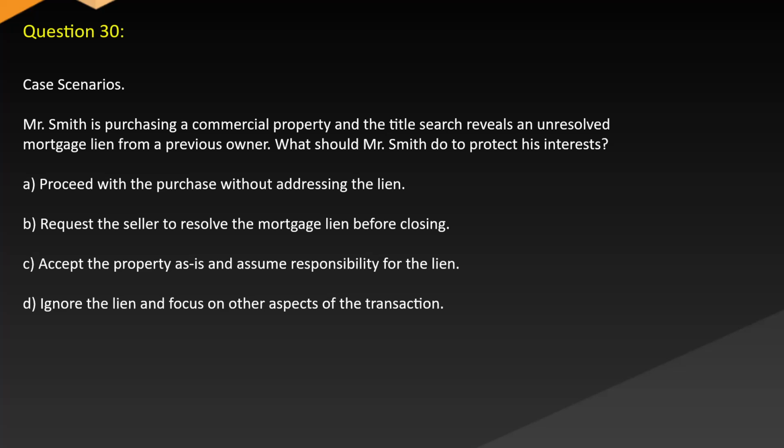Question 30. Case scenarios. Mr. Smith is purchasing a commercial property and the title search reveals an unresolved mortgage lien from a previous owner. What should Mr. Smith do to protect his interests? A. Proceed with the purchase without addressing the lien. B. Request the seller to resolve the mortgage lien before closing. C. Accept the property as is and assume responsibility for the lien. D. Ignore the lien and focus on other aspects of the transaction.